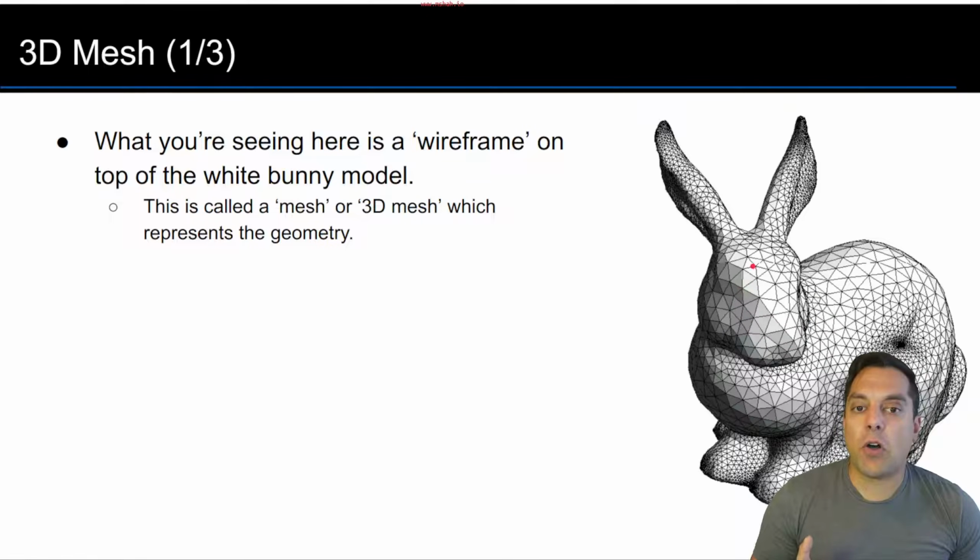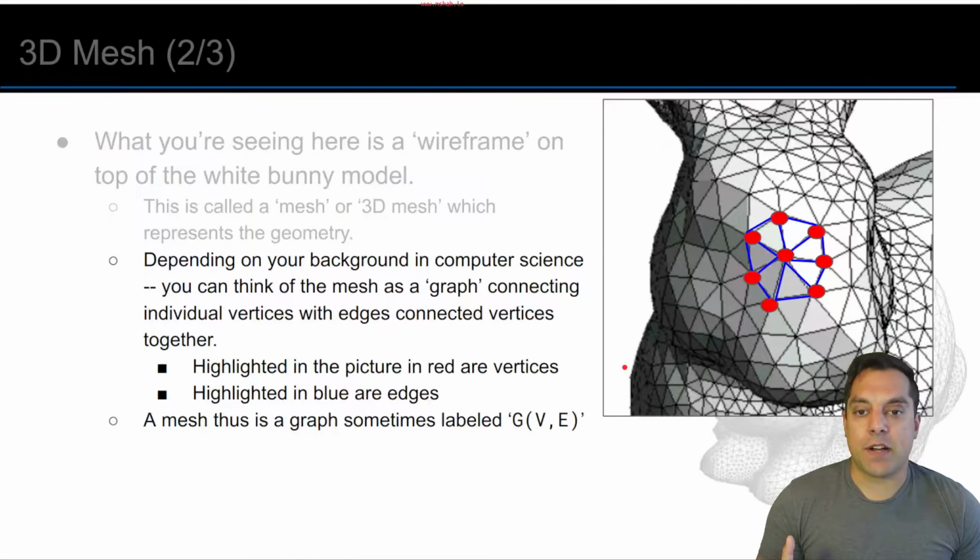Now, when I'm thinking about the geometry, this is called the actual mesh, or 3D mesh in this case, because we have 3 dimensions. So again, just orienting you to the 3D terminology. And that's what represents the geometry here. If you take a closer look, I've highlighted a few of the points, which we call vertices or vertex, and the connection between them, the line segment, that's called an edge. That's representing some relationship between these vertices.